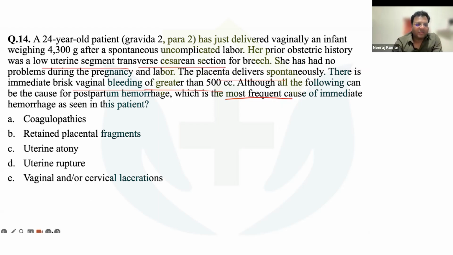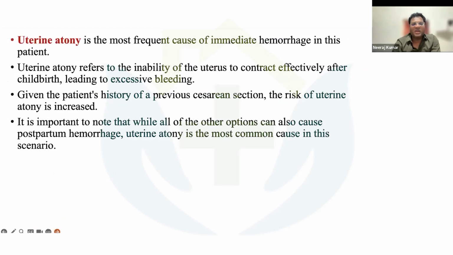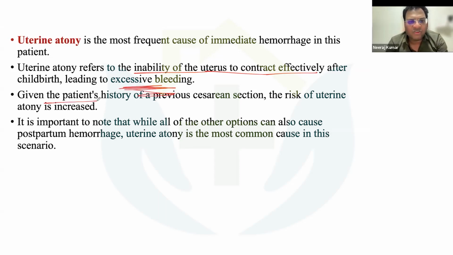So uterine atony is the most common cause here for this patient for postpartum hemorrhage. Now you see why. Uterine atony refers to the inability of the uterus to contract effectively after childbirth, leading to excessive bleeding. Because here the uterus is not contracting adequately. Given the patient's history of previous cesarean section, the risk of uterine atony is increased. It is important to note that while all other options can cause PPH, uterine atony is the most common cause in this scenario. Okay.